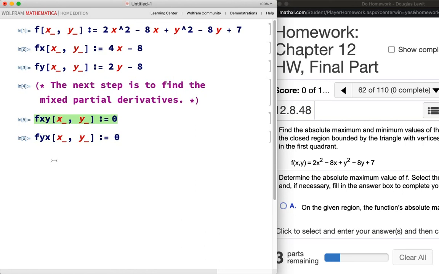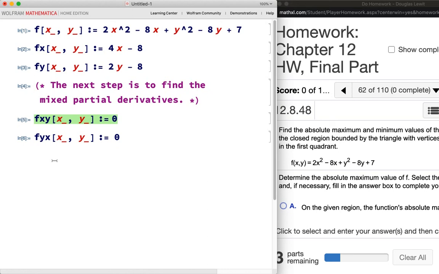99.99% of the time, the mixed partial derivatives will be equal to each other. There are some weird exceptions where the mixed partial derivatives are not equal to each other. We will not encounter those in this course. Those are very weird functions that mathematicians will explore in much more advanced courses.